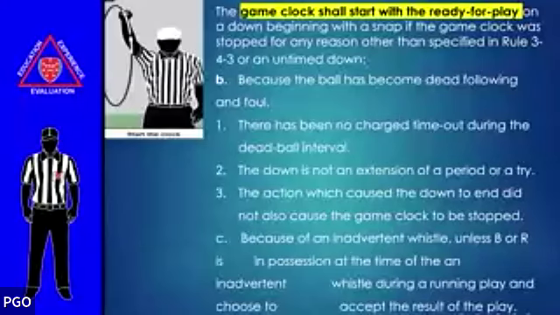Another reason is an inadvertent whistle, unless B or R is in possession at the time of the inadvertent whistle during a running play and chooses to accept the result of the play. So we had an inadvertent whistle and we had to stop the play. If A still has the ball, once we decide what they want to do, either take the result of the play or replay the down, the clock will start on the ready for play. Inadvertent whistle.